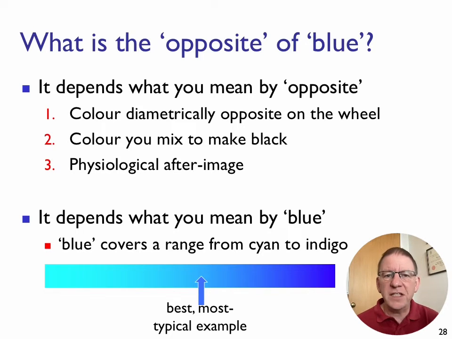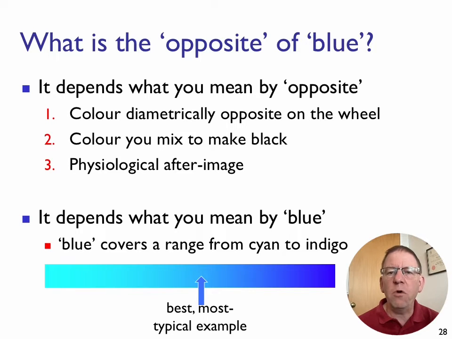That is, if you stare at a blue thing for a long time, then close your eyes, what colour do you see? Try it with a big blue object. When I do this, the after image I see is a bright orange. That's a result of the chemical and neural processes in your eyes. Any of these could be the opposite, and all 3 might give you a slightly different answer.